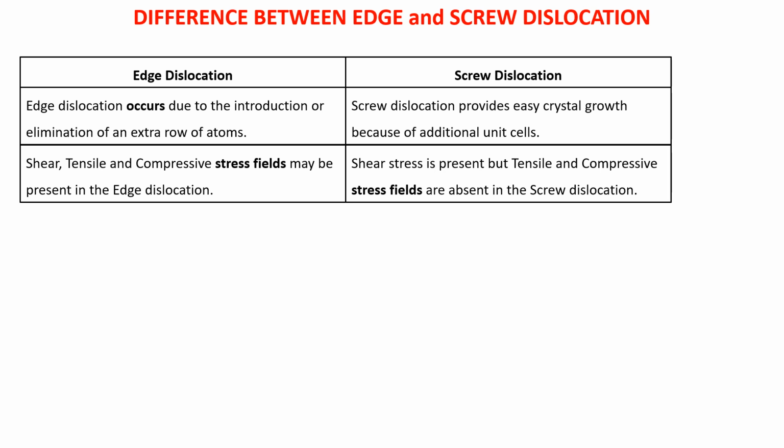Shear, tensile and compressive stress fields may be present in the edge dislocation, but in case of screw dislocation, shear stress is present, but the tensile and compressive stress fields are absent in the screw dislocation.